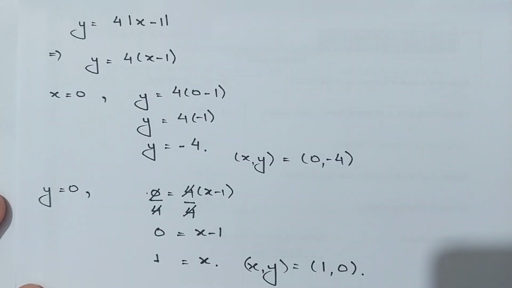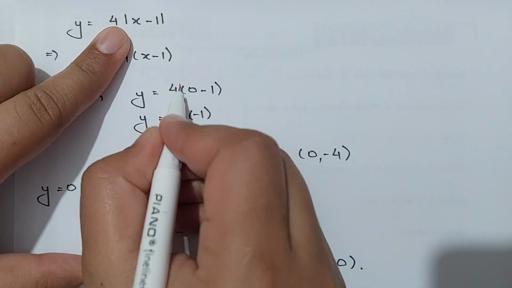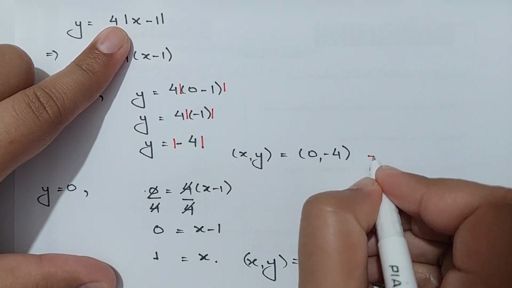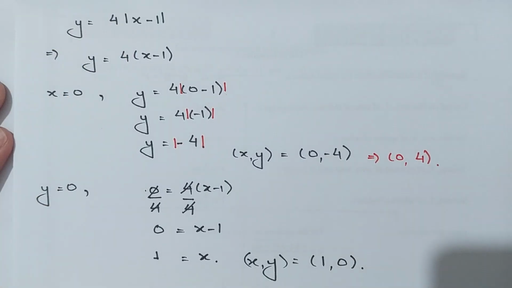All right. Since it is an absolute value function, it means this term should be in absolute. So absolute of minus 1, the absolute of this. So for the absolute function, the y-intercept would be 0 and 4.